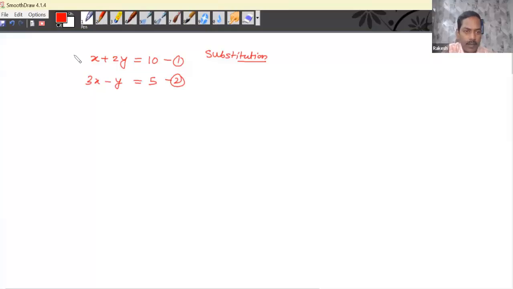For example, let me take the first equation. I just want to find the value of x in terms of y. So I just want to transpose this 2y to the RHS.